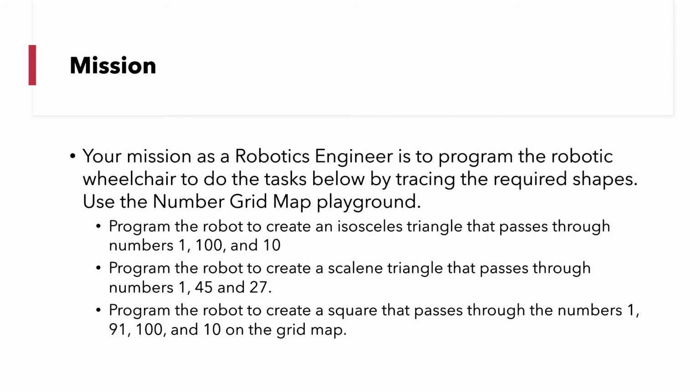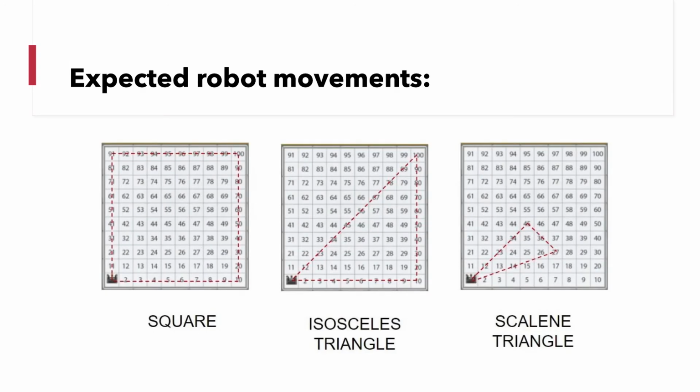Program the robot to create an isosceles triangle that passes through numbers 1, 10. So, on this figure, ito yon. So, the isosceles triangle. So, ito yung gagawin ninyo. So, ito, medyo mahirap siya kasi hindi 90 degrees ang gagamitin natin. So, anong degrees kaya to? So, kung ito ay 90, hati ng 90 is, yun, 45 degrees.